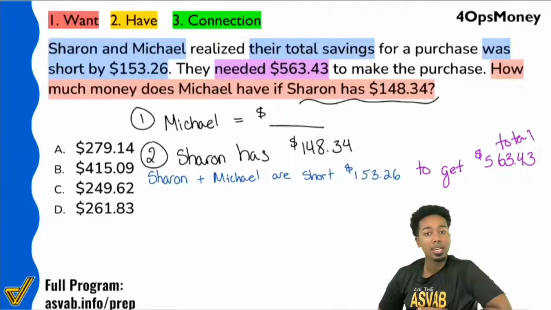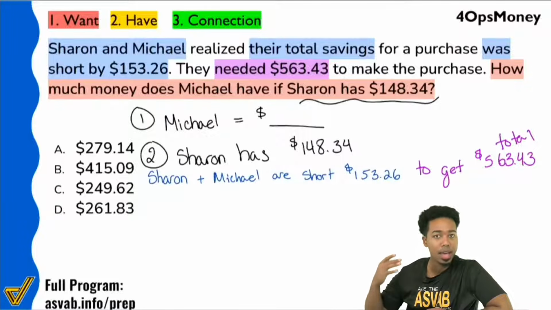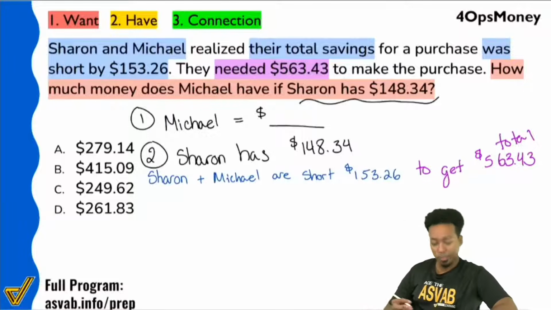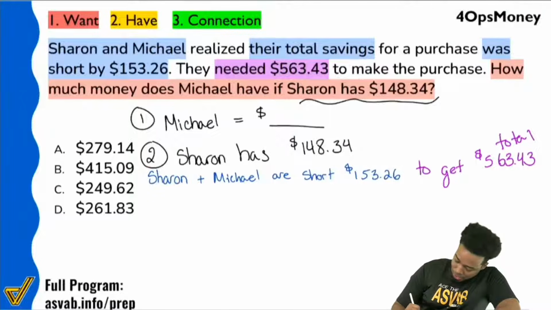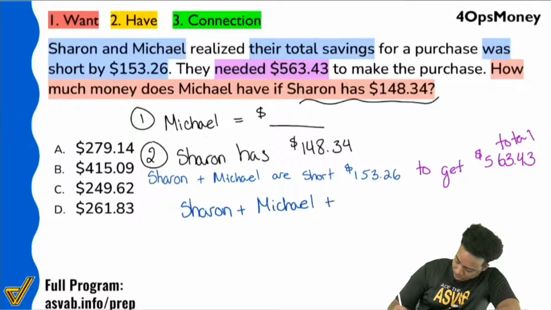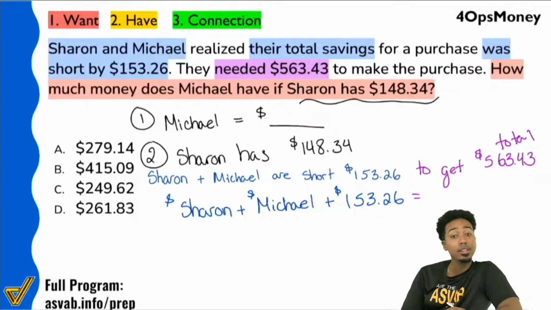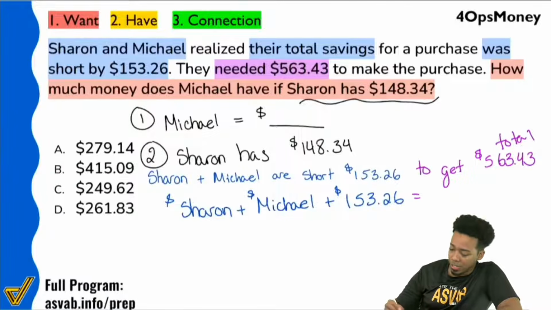So really what we need to do again is play through that logic. And if you want to, you could make an equation like this. You could say Sharon plus Michael plus the 153.26. So again, this is all their money, plus the 153.26. Everybody, those three things together are supposed to equal what? The 563.43.